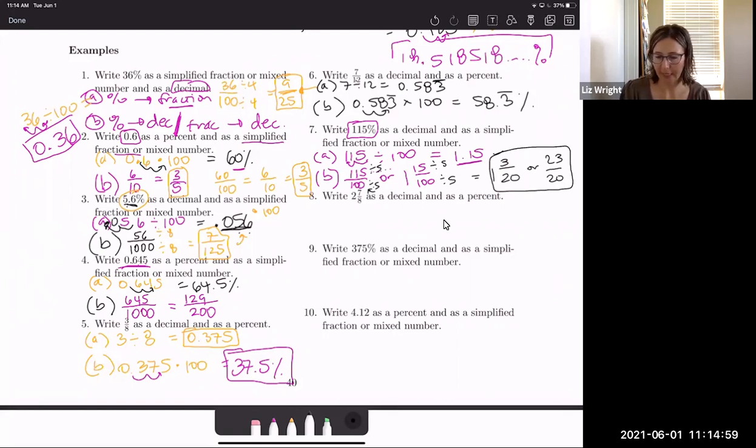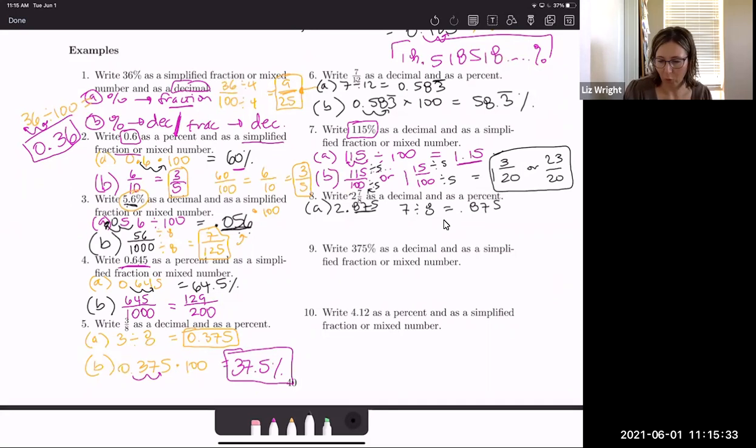Write 2 7/8 as a decimal. So here's your choice. I personally normally go like this. I normally go, okay, well, as a decimal, it's going to be 2 point something. And to figure out the something, we have to do 7 divided by 8. And when you do 7 divided by 8, you should end up with 0.875.